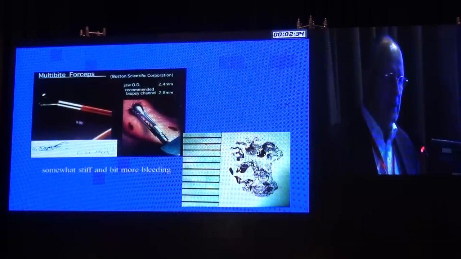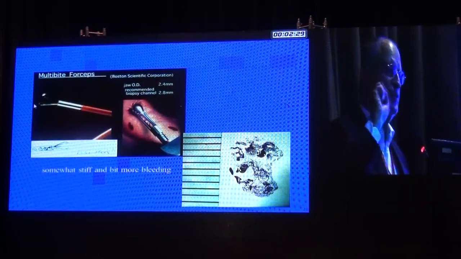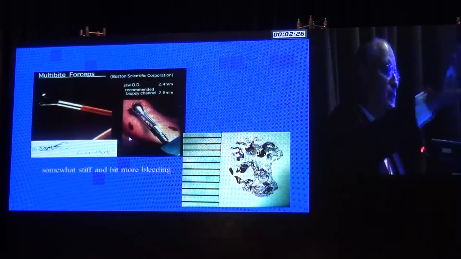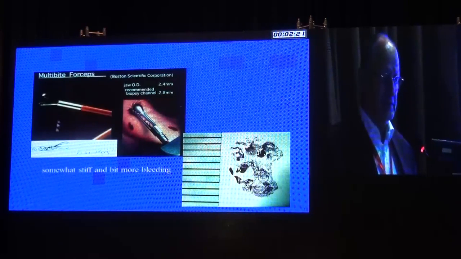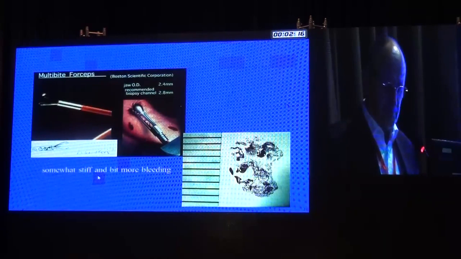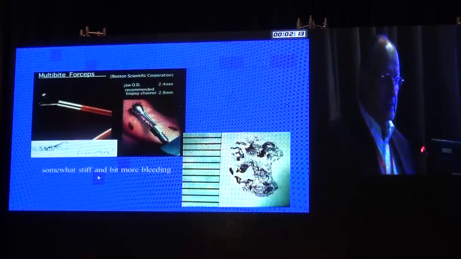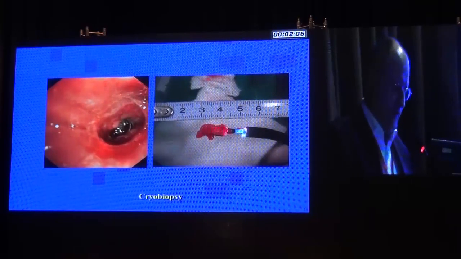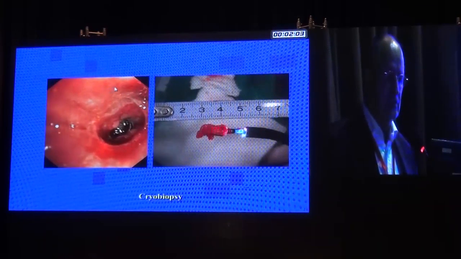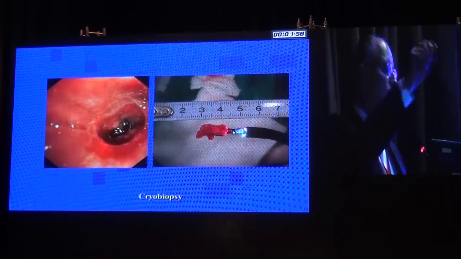We had some experience with so-called multi-bite forceps. These forceps could grab tissue, pull it into the shaft, and grab another tissue. So within one step, you could take five biopsy specimens. Here you see the size of specimens, but the tip of this forceps was a little bit stiff and caused more bleeding. One of the recent applications to take good biopsy specimens is cryobiopsy. You have a cryoprobe. You go towards the lesion.